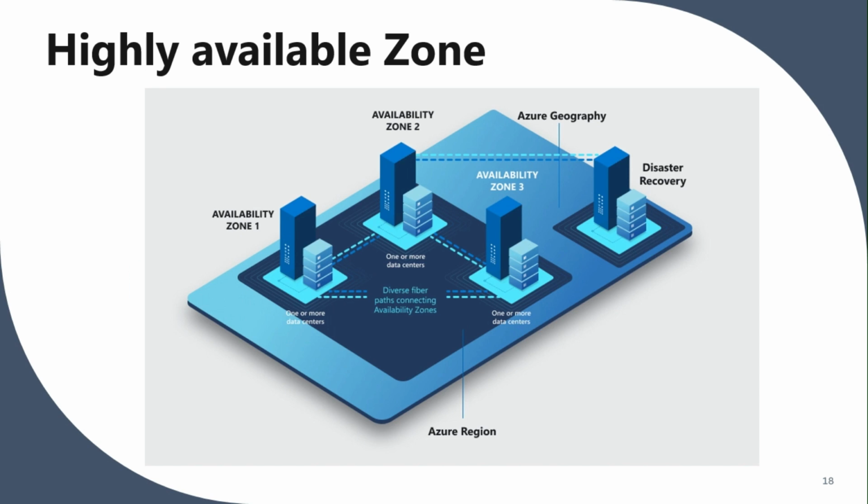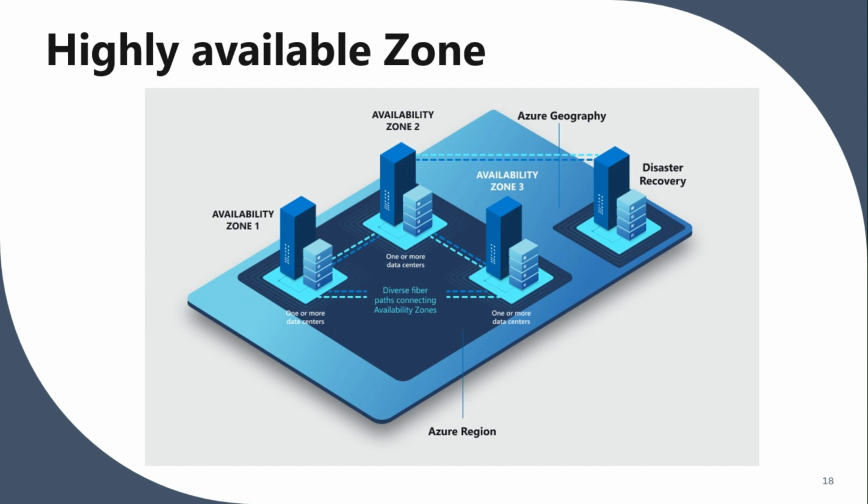Now let's focus on the availability zone in Azure. An availability zone is a unique physical location within an Azure region. Each zone is made up of one or more data centers with independent power, cooling, and network. The physical separation of availability zones within a region limits the impact to the application and data from zone failure, such as a large-scale flood or a major storm.